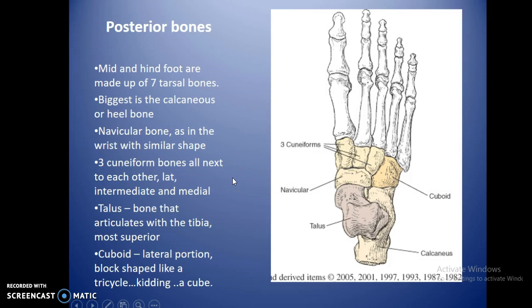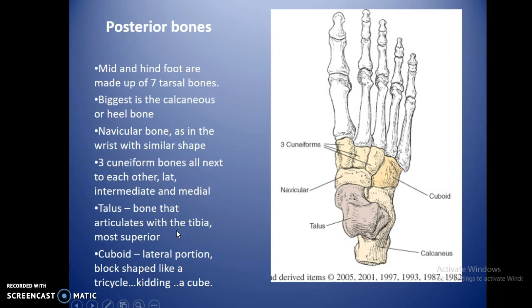3 cuneiform bones, all next to each other. Those are going to articulate with the first, the second, and the third metatarsals. So what you have is the first, the second, and the third cuneiform. You can use your terms as well, medial, intermediate, and lateral cuneiform.